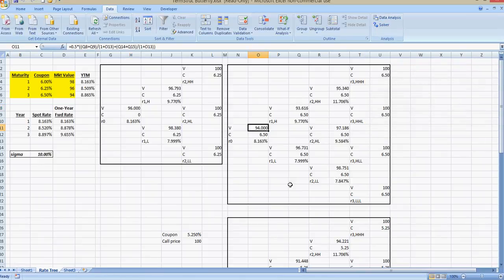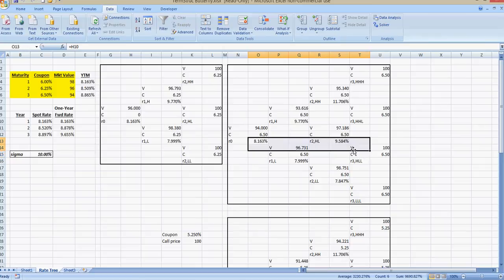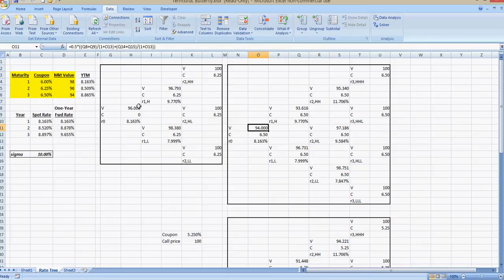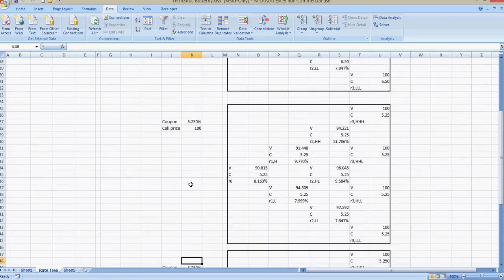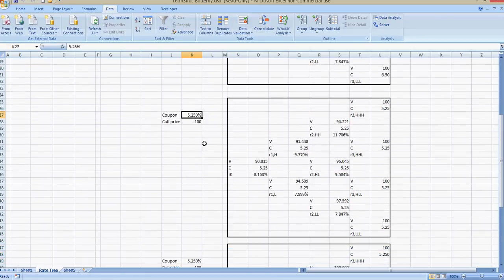So now I have it. So now this is my interest rate tree. These are the possibilities of different interest rates, and it's calibrated to the market. So I know these rate trees back into the current market price of 94 for a 3-year bond, 96 for a 2-year bond. Now that I know those, I can come along and say, all right, what about a bond that has a coupon of 5.25% and it's callable at 100% of par?